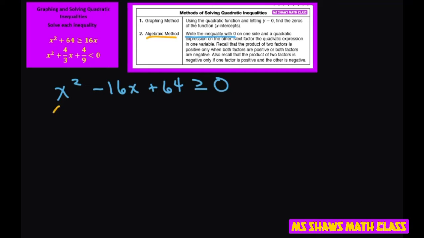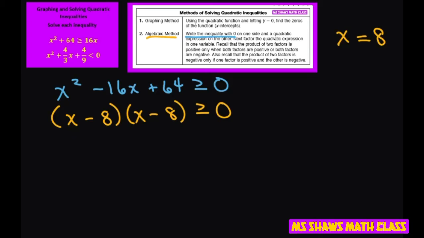Then we're going to factor. We get x minus 8 times x minus 8. It's actually a perfect square trinomial. So we only have this solution as x equals 8. Now let's do a line diagram and put 8 here. We want to know what's going on between negative infinity to 8 and 8 to infinity.